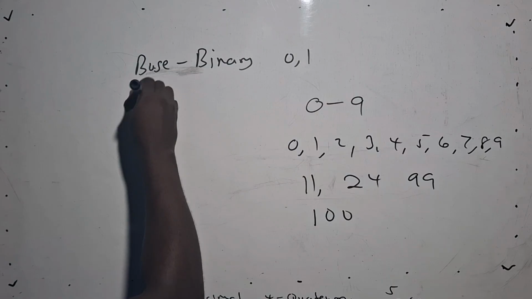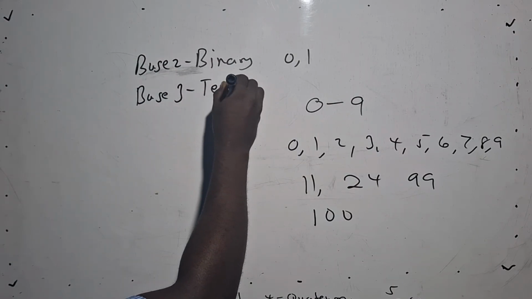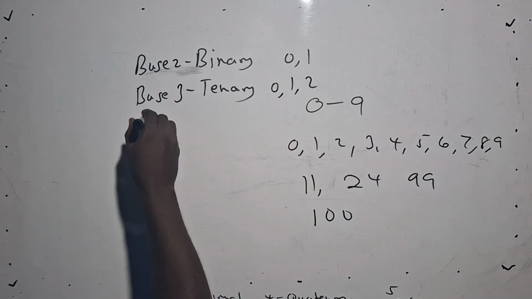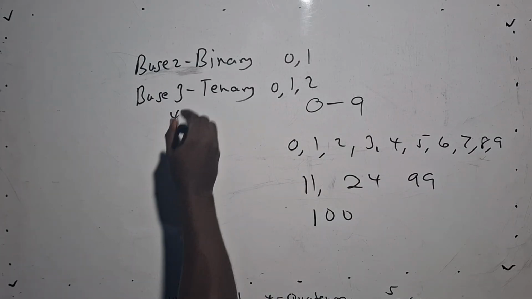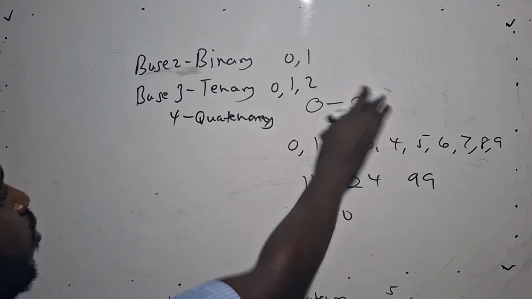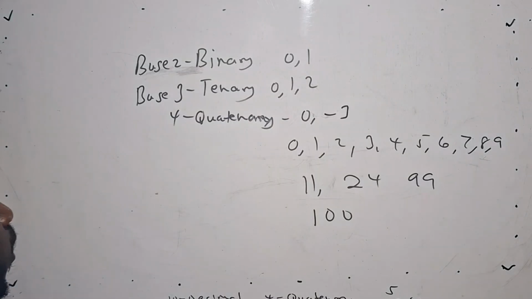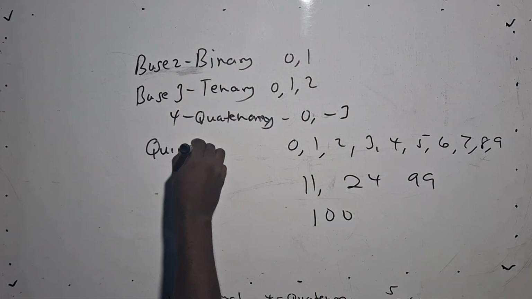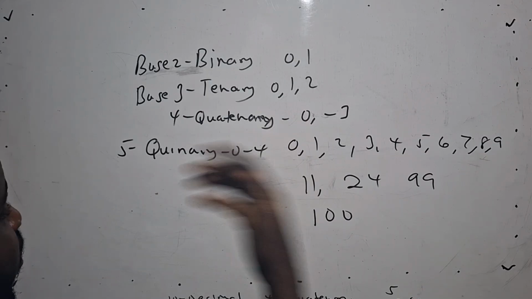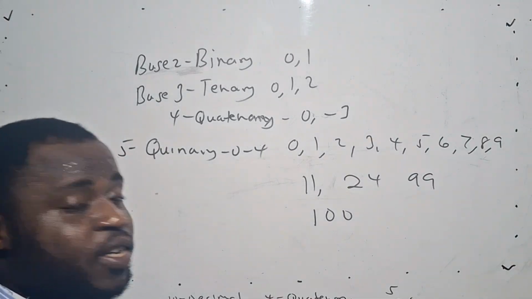We can also have base 3, which is the ternary, for which we use 0, 1, and 2. We also have base 4, which is the quaternary, used from 0 to 3. Then we have base 5, which is the quinary, for which we use 0 to 4. We have base 6, which is the senary. Then we have the octal, which is base 8, and many more.